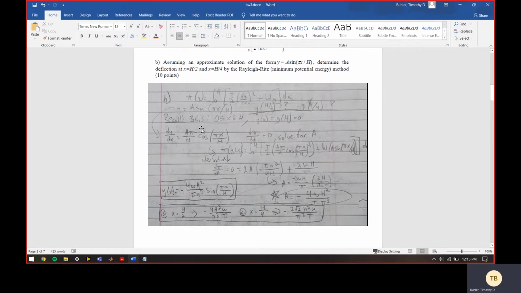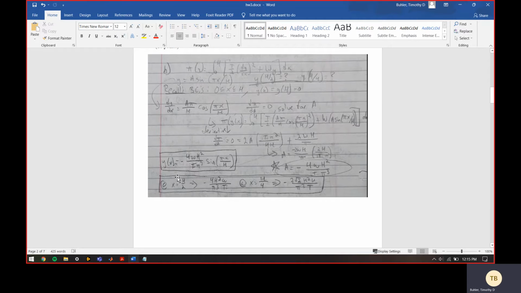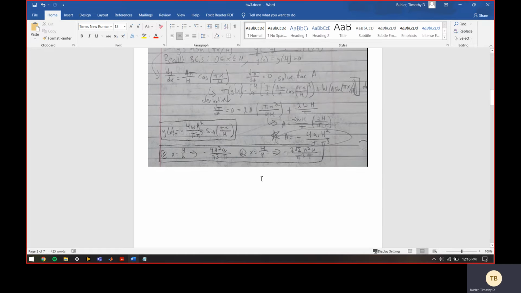And then we're just looking at the derivative of y, approximate solution, plugging it in, doing that, taking the derivative with respect to a, we get that, and then so a, we're going to plug into y of x, and then so that's our approximate solution there, boxed it, looking good. Looked at h divided by 4, h divided by 2, and h divided by 4, which we get right there.